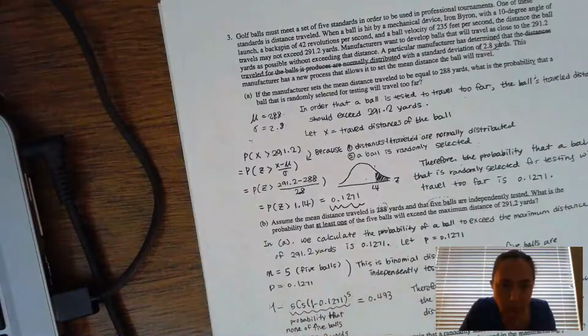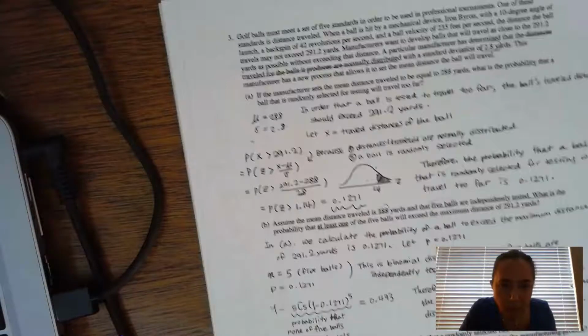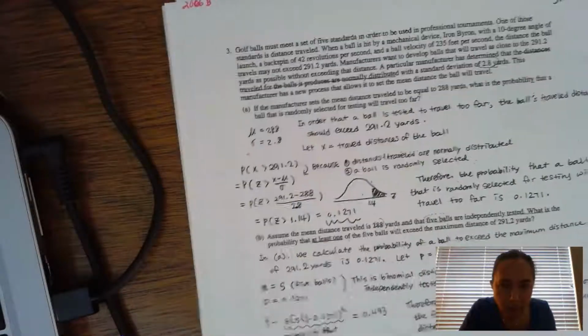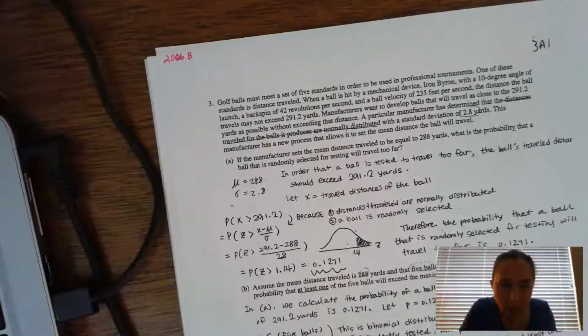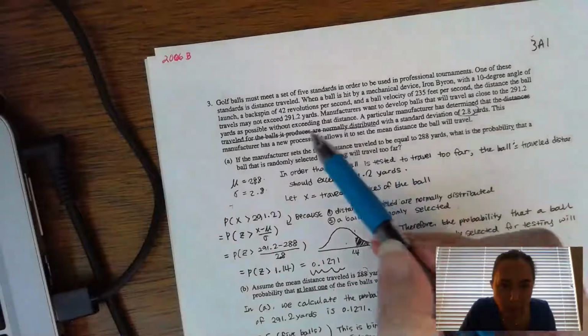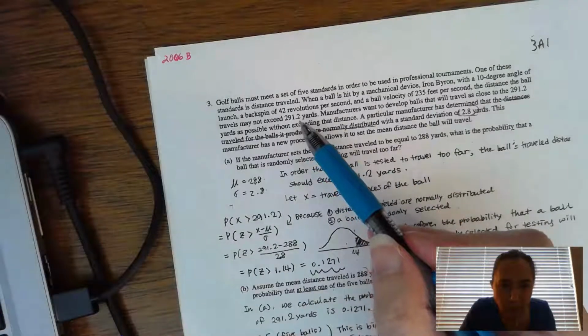Hi, we're going to take a look at grading the FRQ from 2006 Form B about golf balls and the distances that they travel. Part A says if the manufacturer sets the mean distance to be equal to 288, what is the probability that the ball randomly selected will travel too far? You have to read the problem to know that 291.2, the balls can't travel farther than that. So that is going to be our definition of too far.